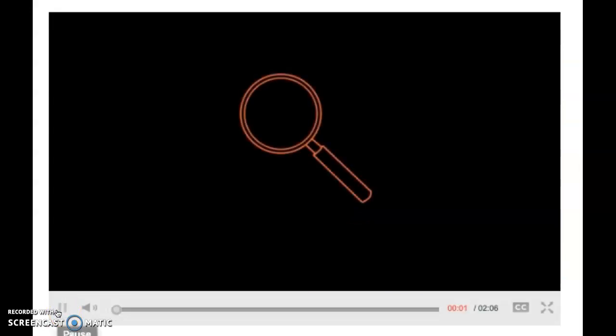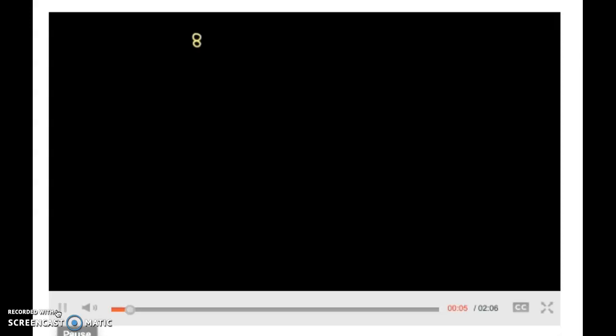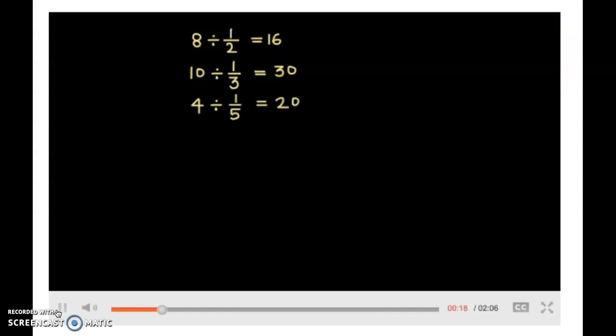Let's test your detective skills. Study this set of equations. 8 divided by 1/2 equals 16. 10 divided by 1/3 equals 30. 4 divided by 1/5 equals 20. Do you notice a pattern?